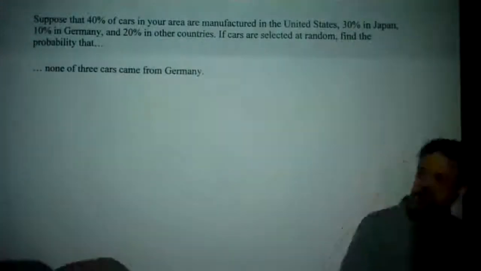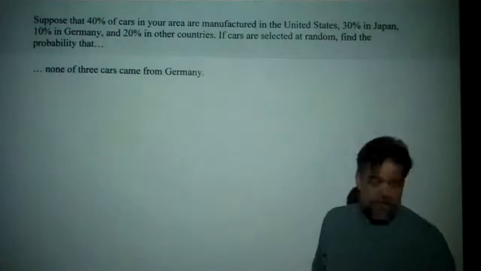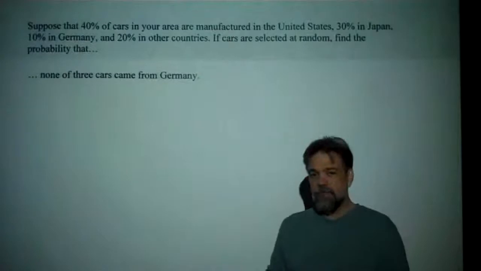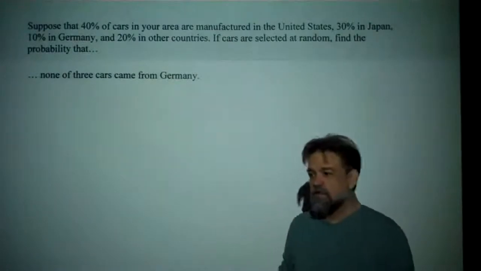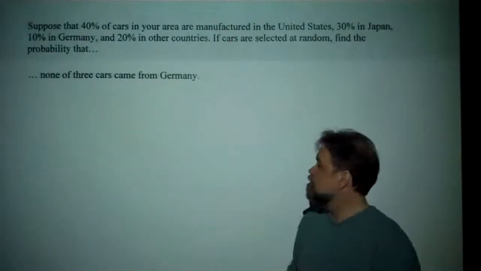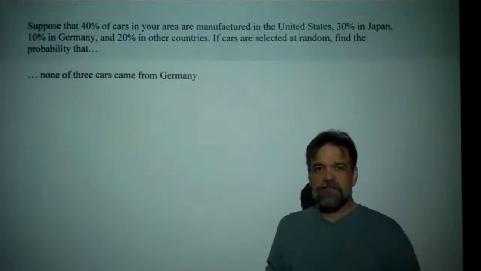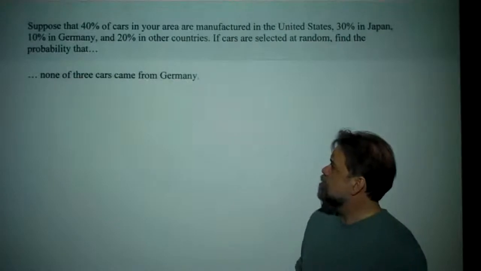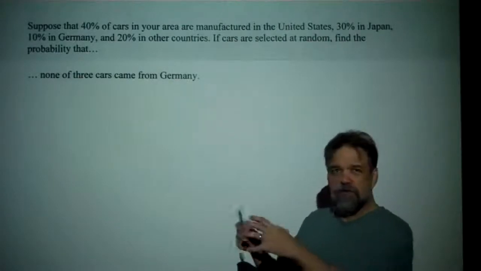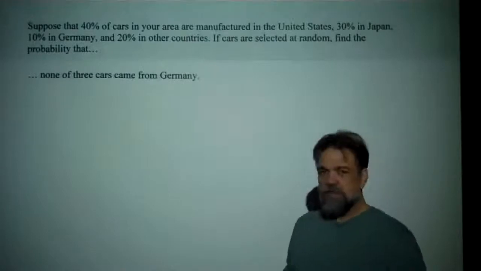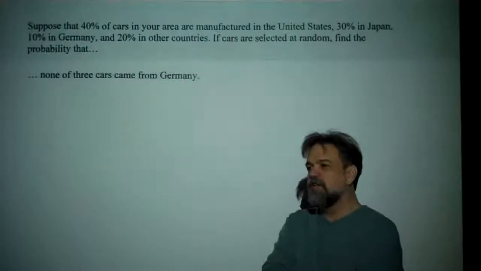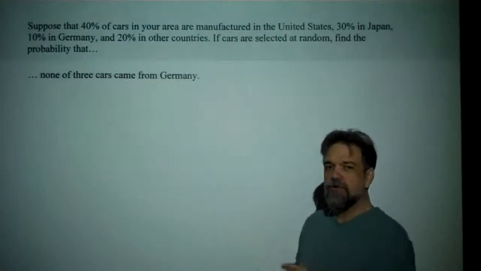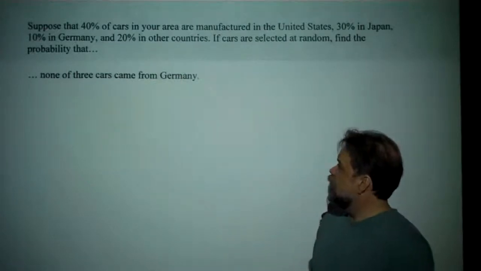None of three cars came from Germany. So this time, let me straighten this up a little bit. This time, I'm looking at triples of cars. Okay? So sets of three cars. Okay? And again, this is just how I choose to spend my time. Walking around a massive parking lot, and looking at little groups of three cars. And what I want to know is, what's the likelihood that out of those groups of three cars, none of the three cars will be from Germany? Well, let's see.